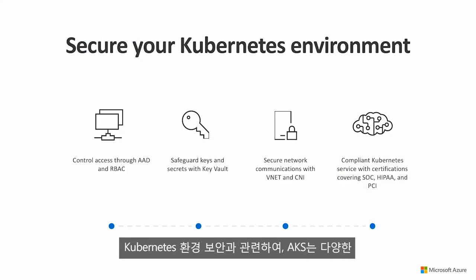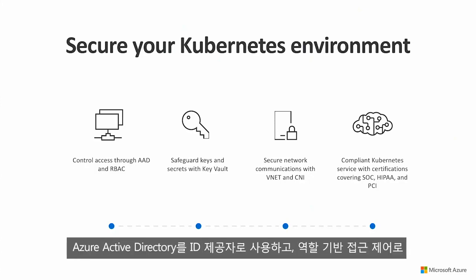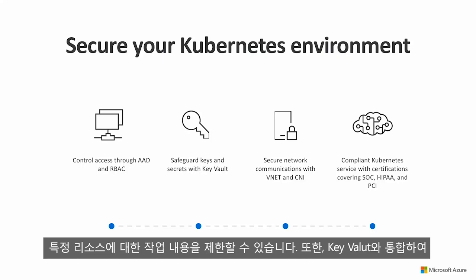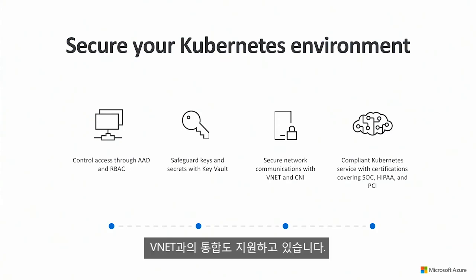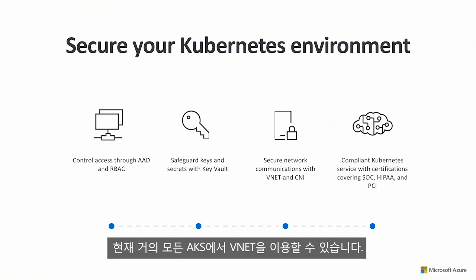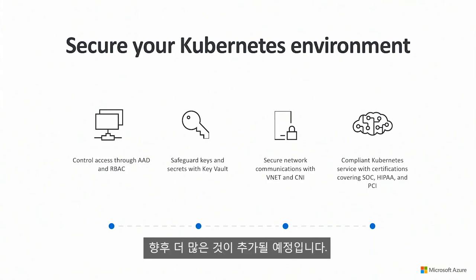When it comes to securing your Kubernetes environment, AKS offers a lot of different options. We have deep integrations with Azure Active Directory and Kubernetes role-based access control. This allows you to use Azure Active Directory as your identity provider and Kubernetes role-based access control rules to restrict what folks can do to certain resources. We also have integrations with Key Vault that allow you to persist and access keys from a secured location inside of Azure. We support VNet integrations deeply; pretty much every part of AKS is VNet enabled at this point. And we also have a growing suite of compliance checklists, including SOC, HIPAA, PCI, and more to come.